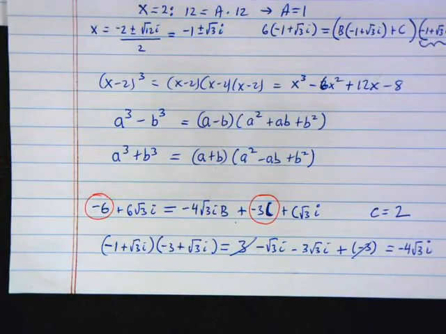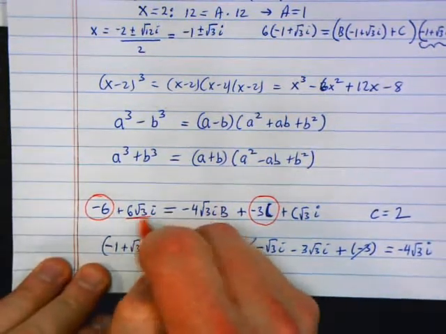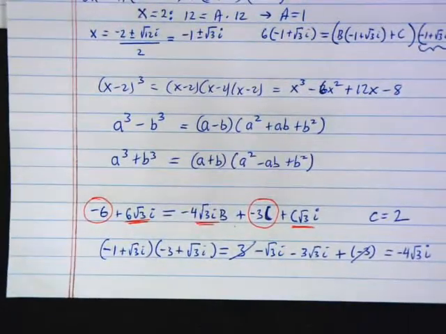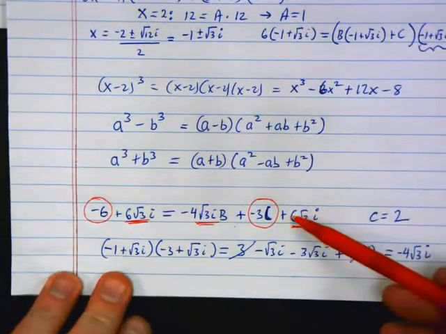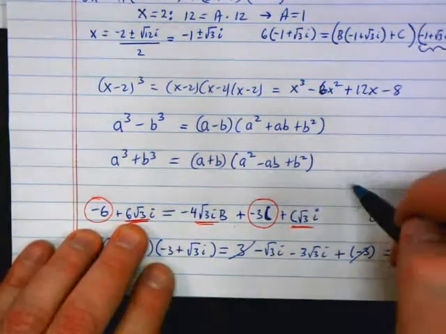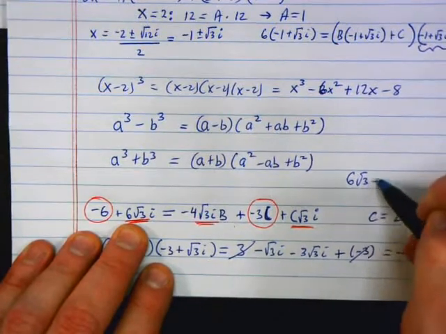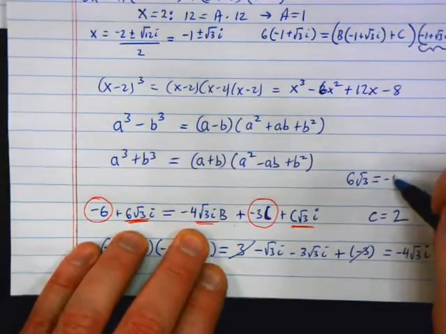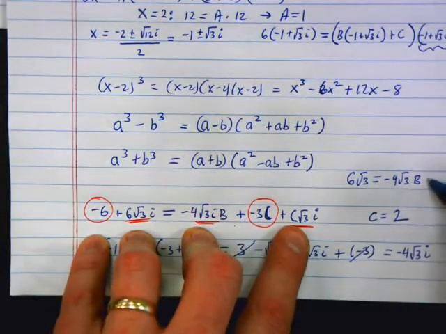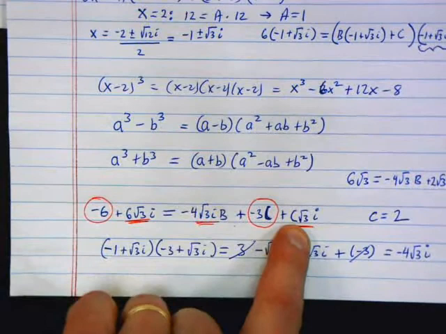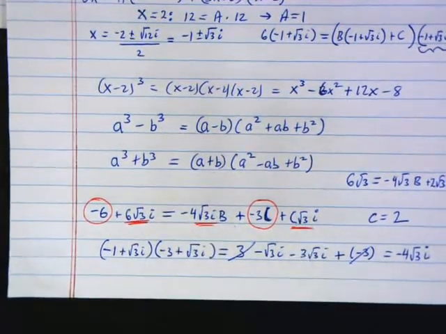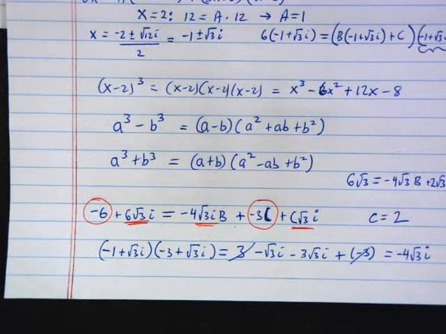And then the complex part on the left has to equal the complex part on the right. But now that I know c equals 2, I can plug 2 in right there. So I end up with 6 square roots of 3 has to equal negative 4 square roots of 3b plus 2 square roots of 3. I drop the i's because they all have i's in them, don't they? There's an i there, an i there, and an i there, so I can drop the i's. The complex part has to equal the complex part.